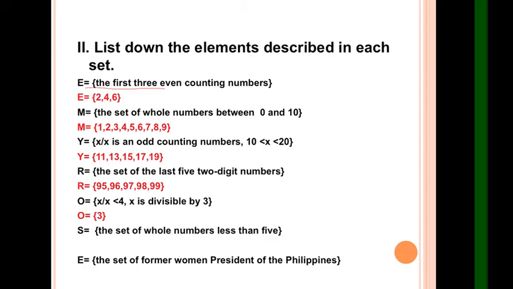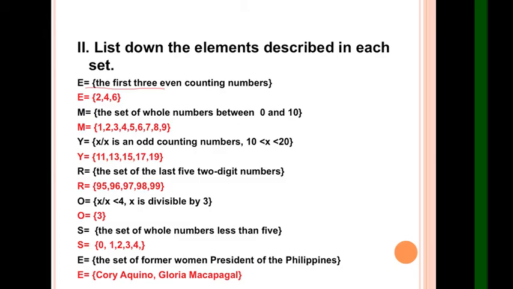And then, finally, for letter S, the set of whole numbers less than 5. And these are 0, 1, 2. Why is 0 included? Because it is a whole number. Whole numbers start at 0. Next, E is the set of the former women presidents of the Philippines. And who are they? These are Cory Aquino and Gloria Macapagal. Okay, so we have set E.